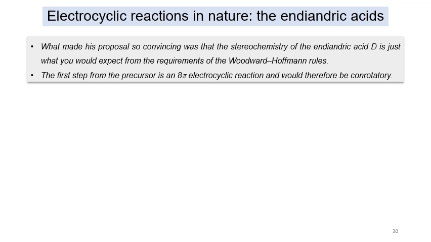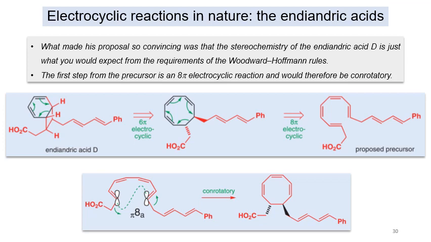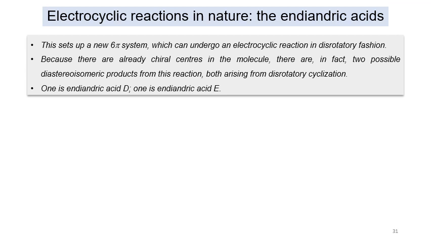Now, why do we find this very convincing? We find this very convincing because the stereochemistry of the product matches what you would expect from the Woodward-Hoffmann rules. So the first step, like we mentioned, would be an 8 pi electrocyclic reaction. Therefore, obviously, it is a 4n system. Thermally allowed would be a conrotatory ring closure, which would give you this particular ring closure with trans substituents. The further step would give you a 6 pi system.